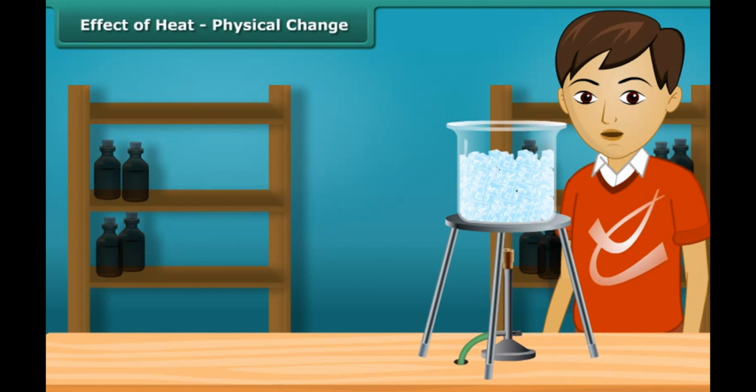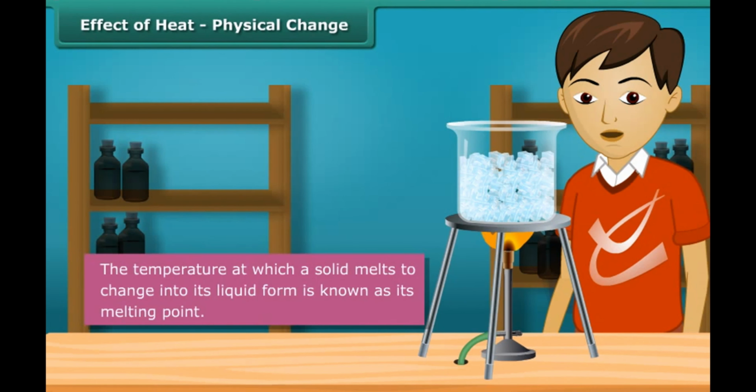Let us now look at how heat affects the change in state. On heating, a solid changes to liquid and a liquid changes to gas. Conversely, on cooling, gas loses heat to change into a liquid and a liquid loses heat to change into a solid. The temperature at which a solid melts to change into its liquid form is known as its melting point.